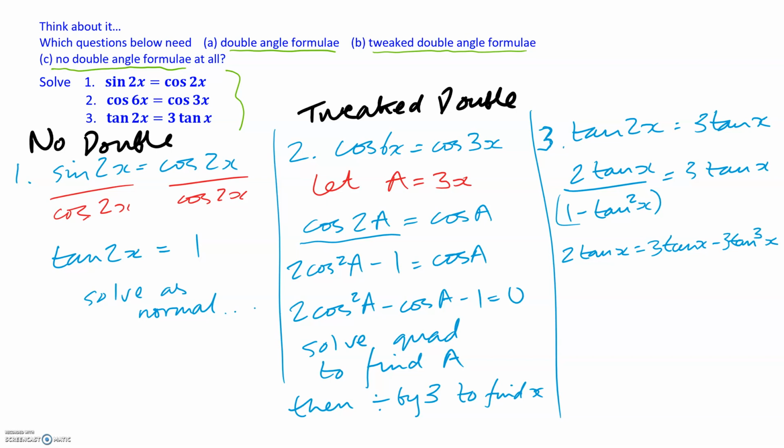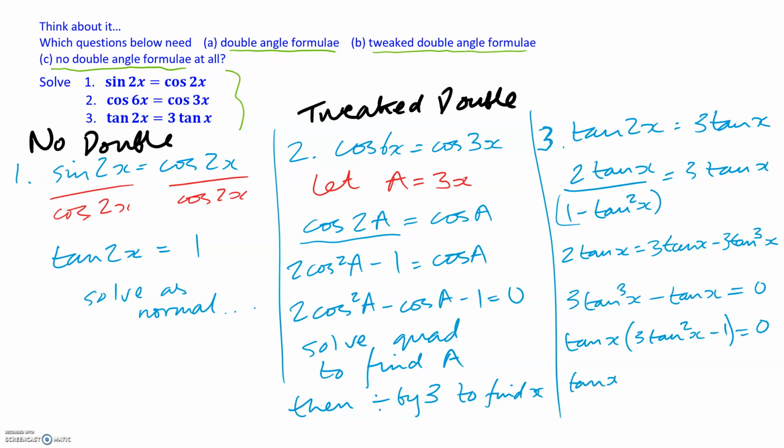And so again, it's similar to the example we did earlier. Don't be tempted to divide by tan x, or you'll lose the tan x equals 0 solutions. Instead, get everything onto one side. Let's get everything onto the left hand side. So that's 3 tan cubed x minus tan x equals 0. And factorize, so tan x bracket 3 tan squared x minus 1 equals 0.